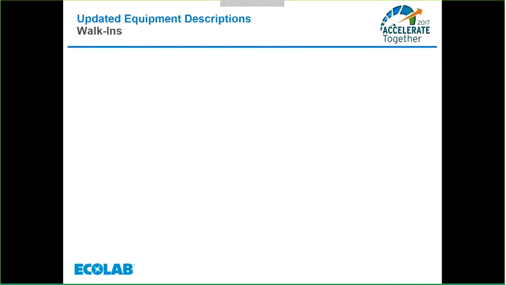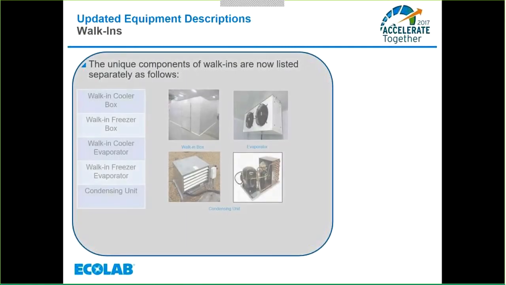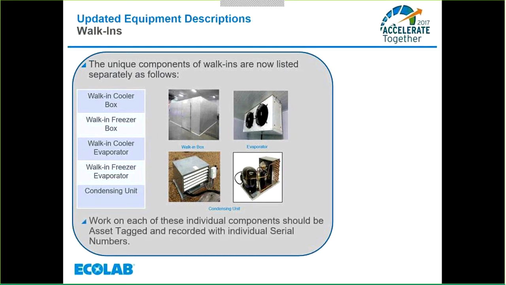In this release, we've also updated equipment descriptions, specifically relating to walk-ins. The unique components of walk-ins are now listed separately as follows. You have a walk-in cooler box, a walk-in freezer box, a walk-in cooler evaporator, a walk-in freezer evaporator, and a condensing unit. Work on each of these individual components should be asset tagged and recorded with individual serial numbers.